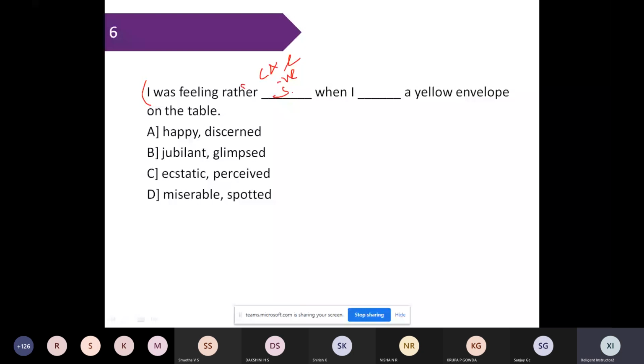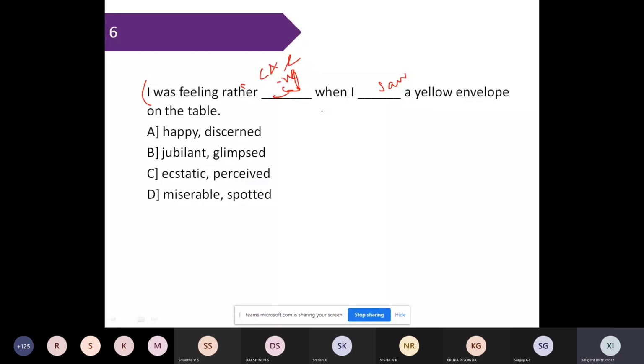When I saw a yellow envelope. So this is the guess words which I have made. I was feeling rather sad when I saw a yellow envelope on the table. Okay. Now let's go to the options. Happy, jubilant, ecstatic. All these are the options that we have to fill the first blank. Happy, jubilant, ecstatic, all those have similar meaning, which means that's a positive word. So by seeing those words, we can eliminate A, B, C.